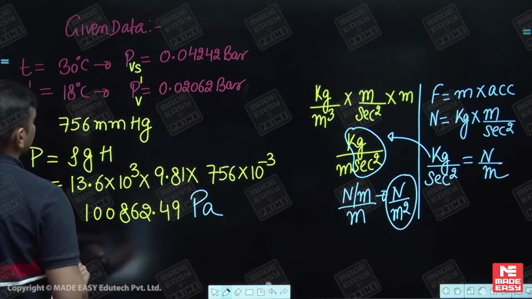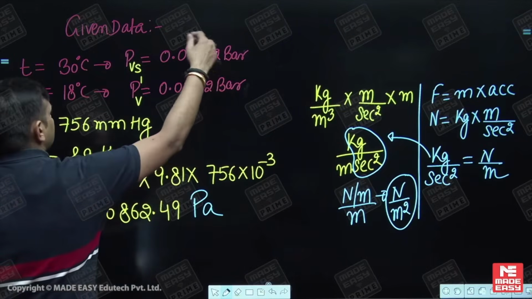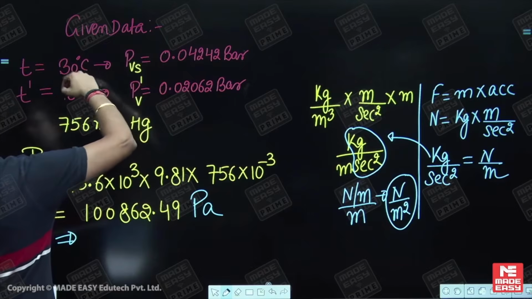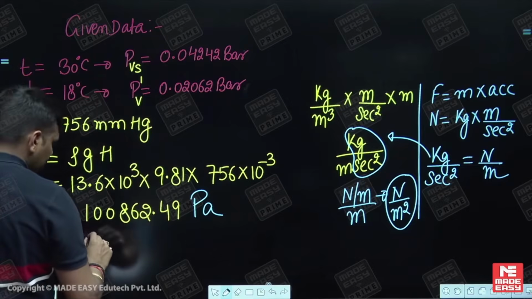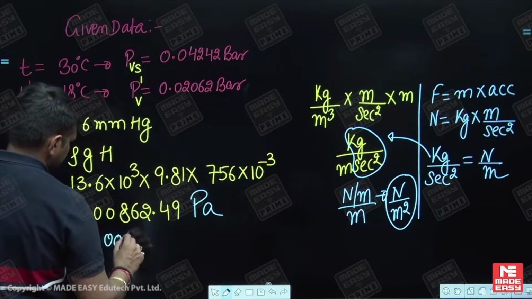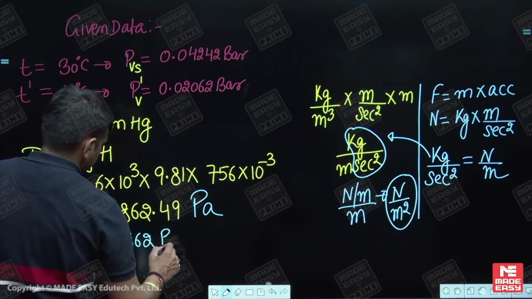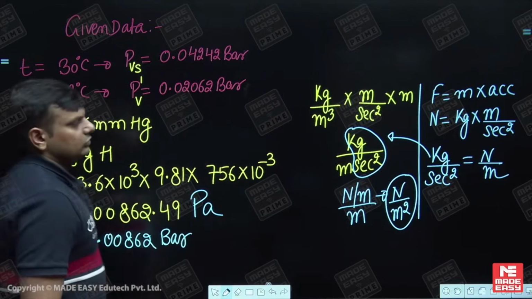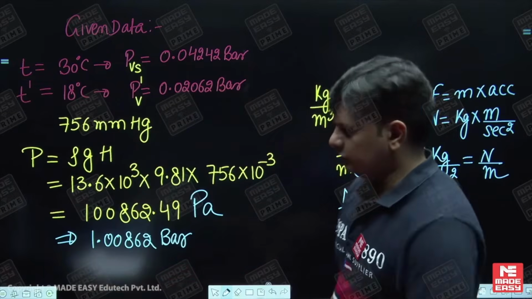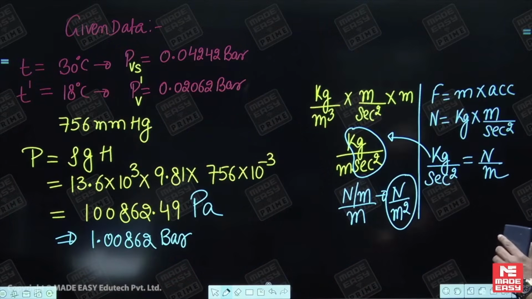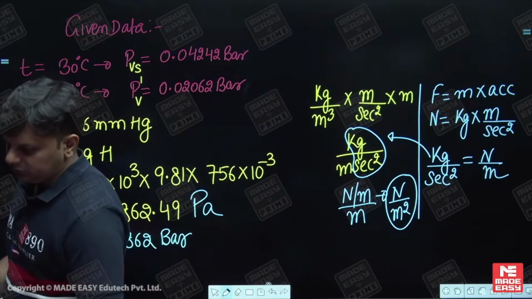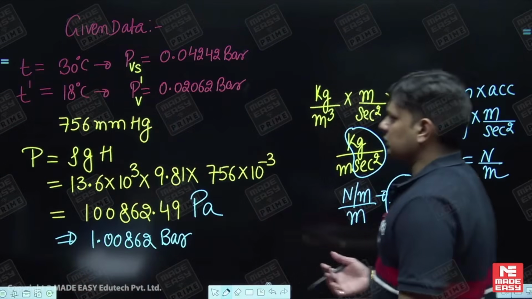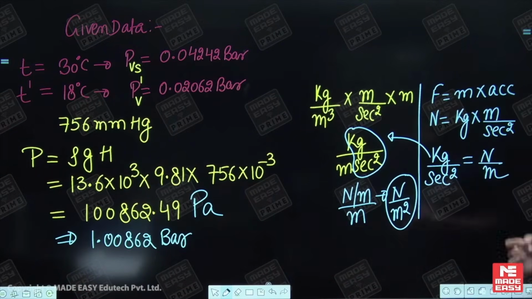Now if you want the values in bar, because the saturation pressures corresponding to dry bulb and wet bulb temperature are given in bar, therefore divide by 10 raised to power 5. It will become 1.00862 bar. So this will be this much amount of pressure. Now the dry bulb temperature, wet bulb temperature and the saturation pressures corresponding to them are given. So how to find all the other factors, like specific humidity, relative humidity, and so many factors they can ask.